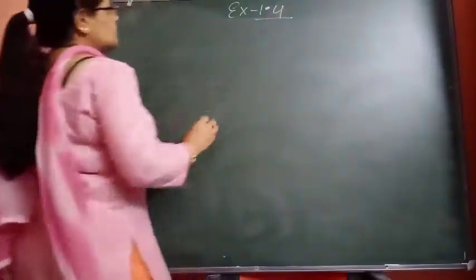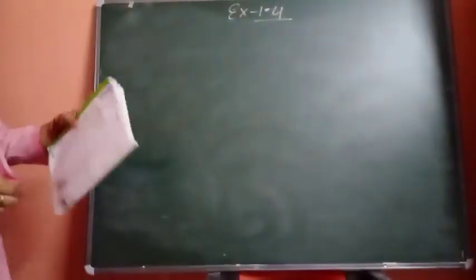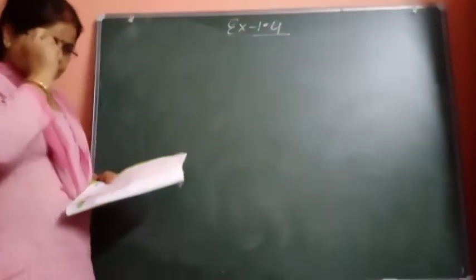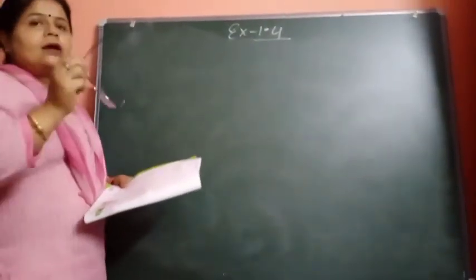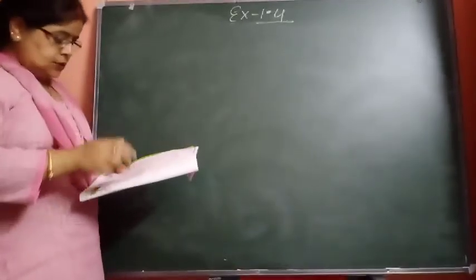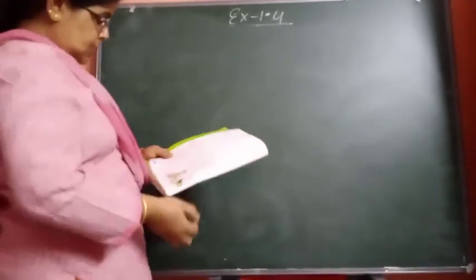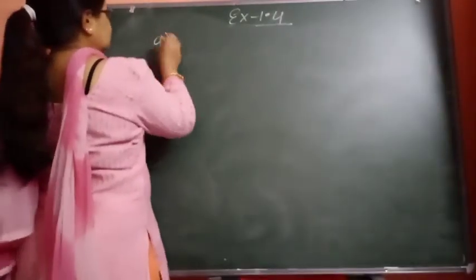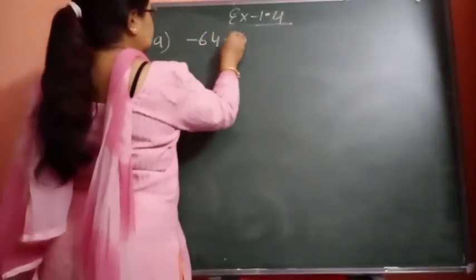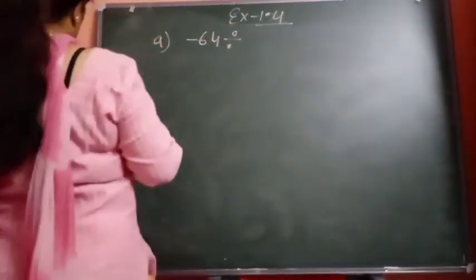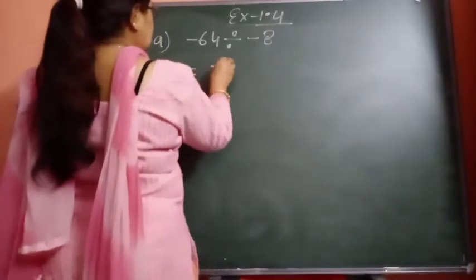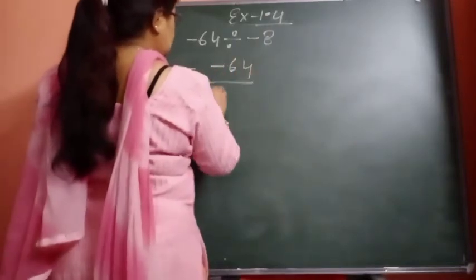2.4 now, and this is the division of integers. Division of integers is simple. As we were dividing the previous numbers, the same way you will divide the numbers in integers also. See that, evaluate each of the following. A part, minus 64 divided by minus 8. How will you write? Minus 64 upon minus 8.